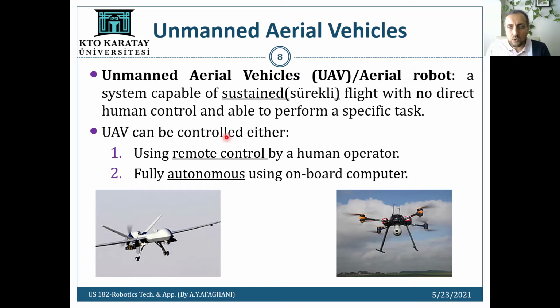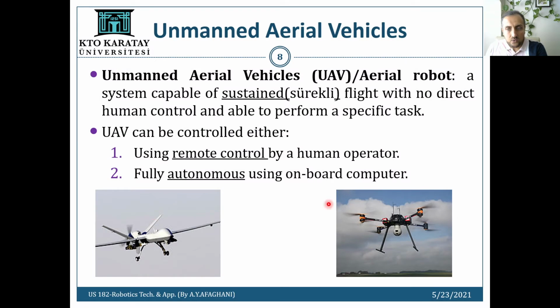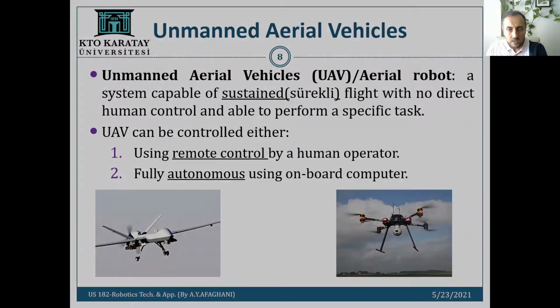So a UAV can be controlled in two ways. Either you can control it using a remote control, which means there is human control, but not direct control. It's indirect control. Or it can be fully autonomous using an onboard computer. Here I show two examples. One of them has wings, as you can see here, and this one has no wings, only propellers.